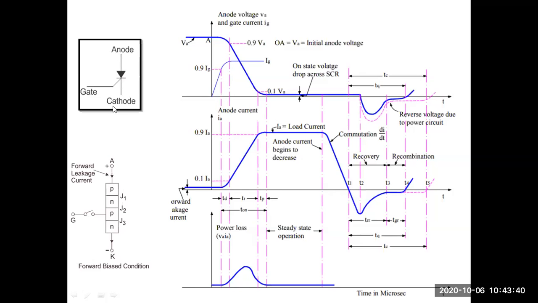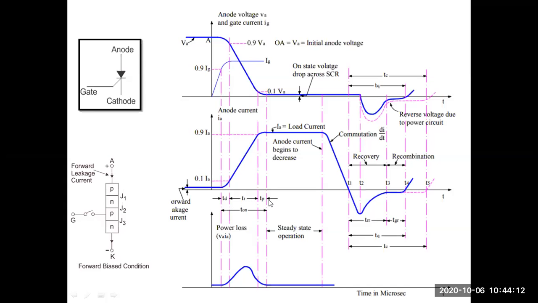So when the supply voltage is given, that means when the voltage is applied between anode and cathode, it is in forward blocking state, and now we are going to inject the gate current. Here it is segregated into three different intervals. Soon after applying the gate current, it can be subdivided into three intervals, that is delay time, rise time, and spread time.